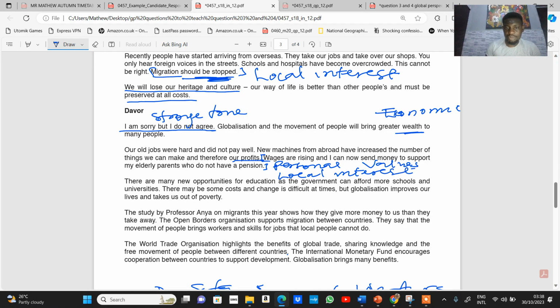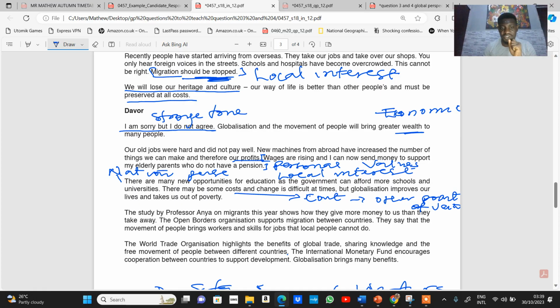Now, there are many new opportunities for education as the government can afford more schools and universities. This is a national perspective. Now, there may be some cost and change is difficult at times, but globalization... so you see, there may be some cost. He has looked at a counter argument. So he's trying to look at other people's point of view on this statement. But globalization improves our lives and takes us out of poverty.